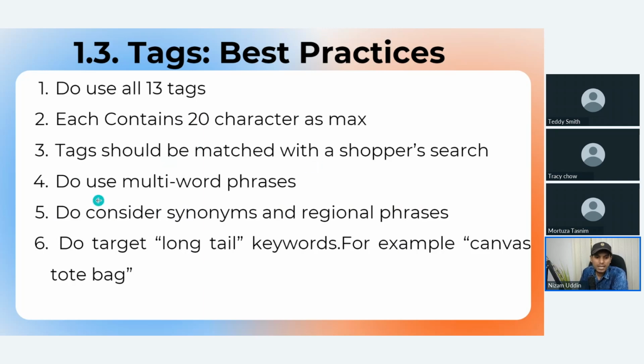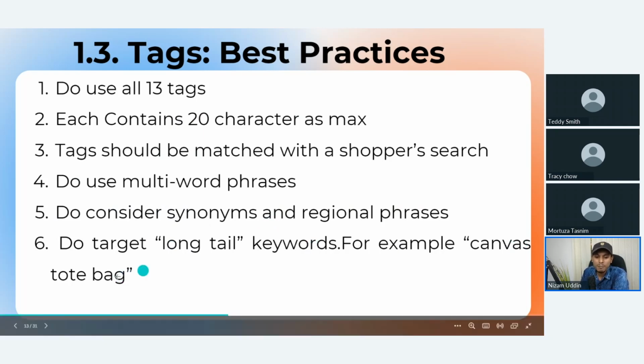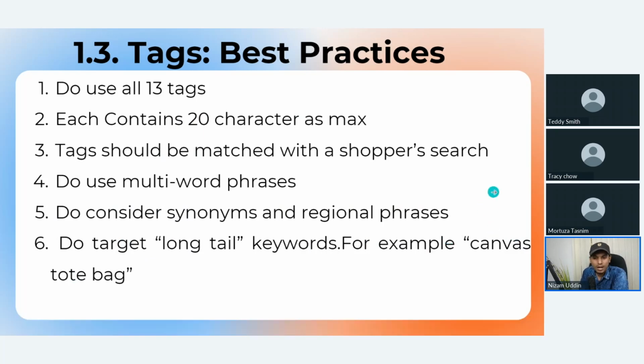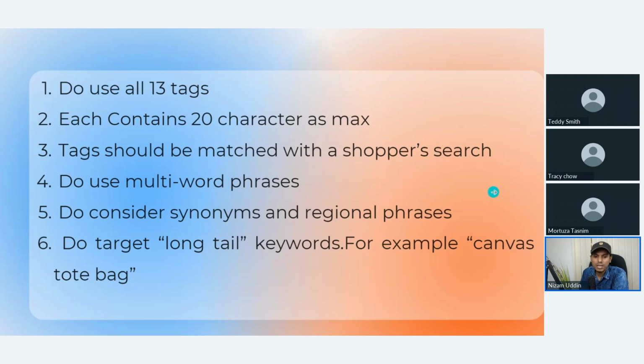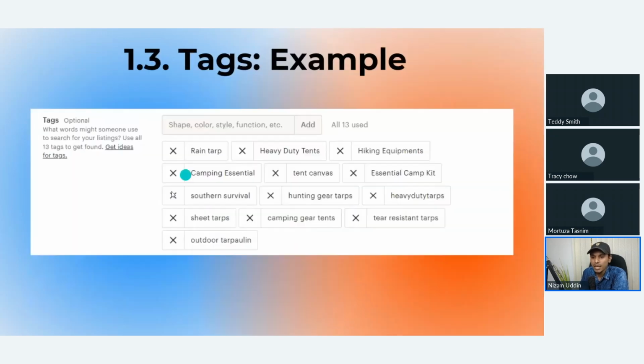And when you are giving tags, you should use multi-word phrases. You also need to consider synonyms and regional phrases. Also, you should target long tail keywords. For example, canvas tote bag. Here you can see that within this keyword there are so many keywords like canvas, bag, tote bag. So there are already 2 or 3 keywords included in this one long tail keyword. So always focus on long tail keywords. Now, these are some examples of how the tags look.